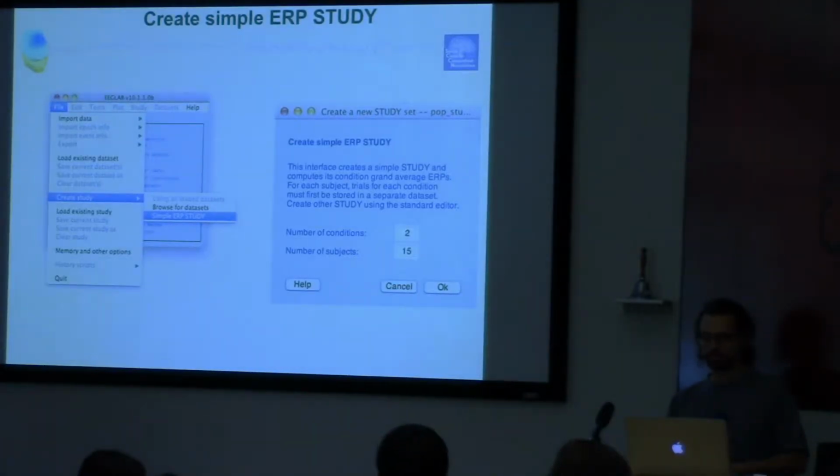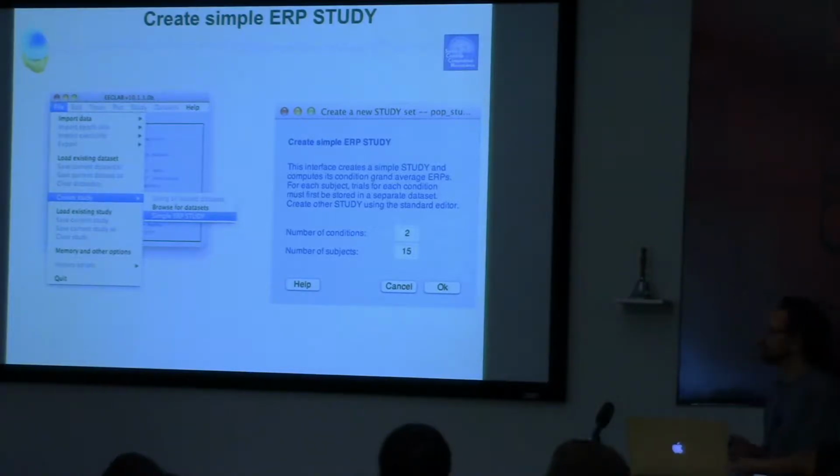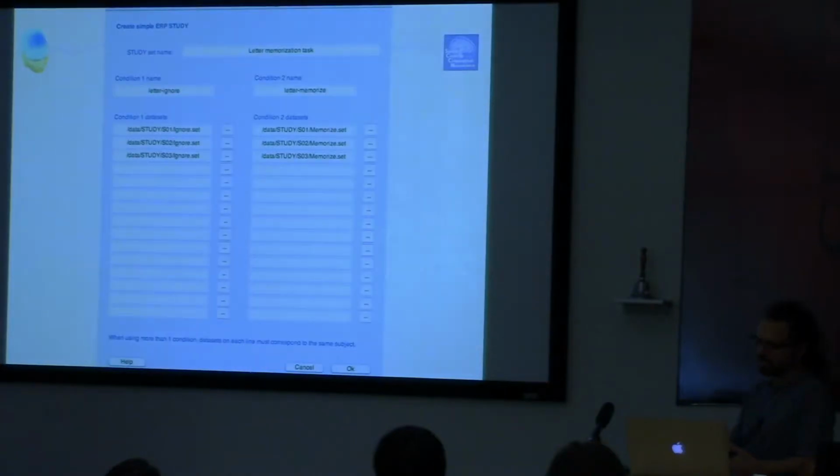And the first thing we're going to do is a very simple exercise where the first time we did, like in the early study days, people were like, oh, this is so complex to do, create a study, etc. So we created a menu, create a simple study. Where you select simple ERP study, you enter a number of conditions, your maximum number of subjects, you press OK, and you have two columns, one for each condition, where you put the files, so that's subject 1, condition 1, subject 1, condition 2.